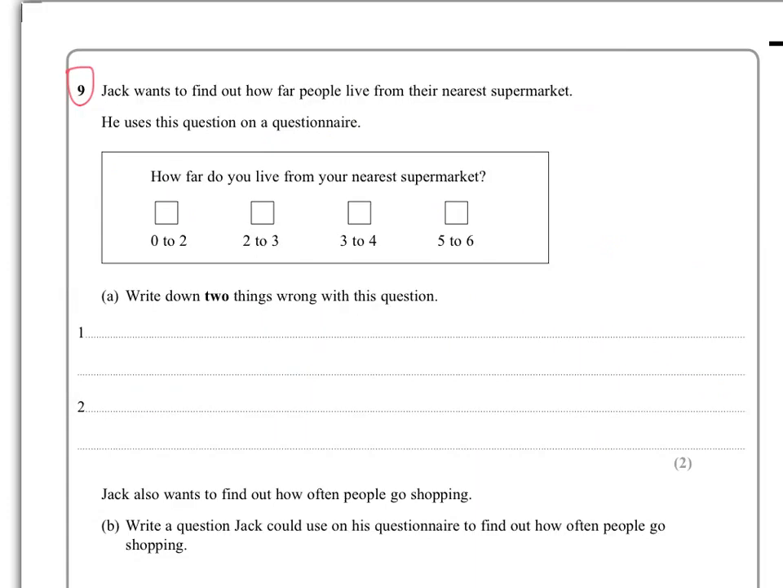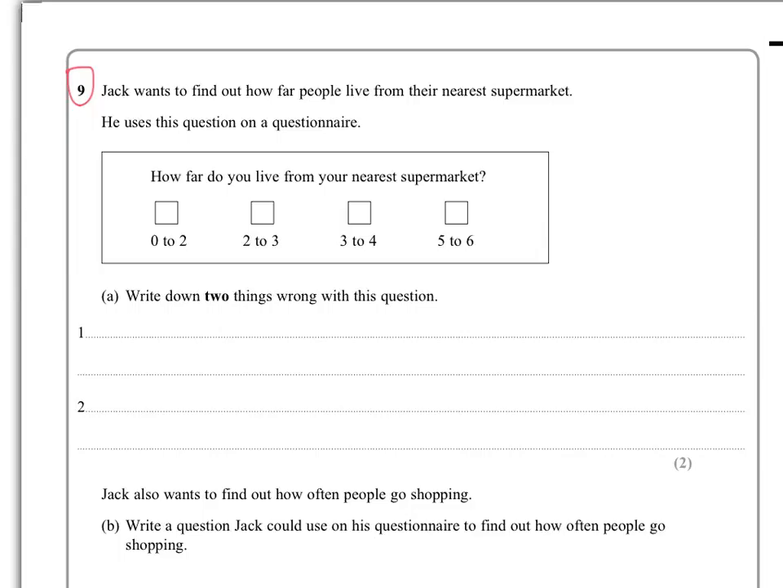Question 9, very familiar territory here. Jack wants to find out how far people live from their nearest supermarket. He uses this question, right? And 2 things wrong with this question. Well, what's tricky with this one is we can't say the usual thing, which is the time frame. We don't need a time frame. We're not asking people how often they do something or how many times they go shopping in a week or something. So we don't need a time frame.